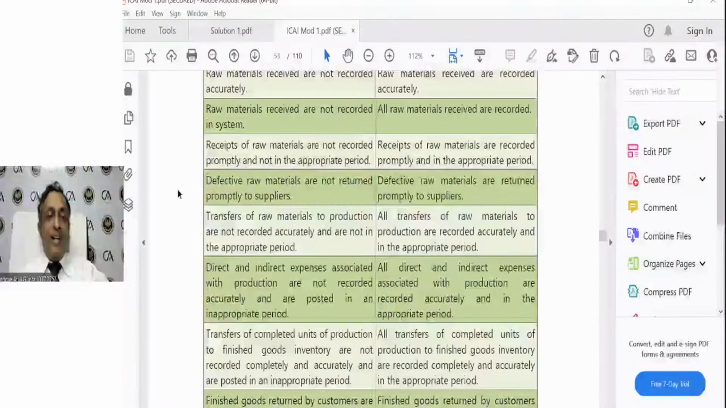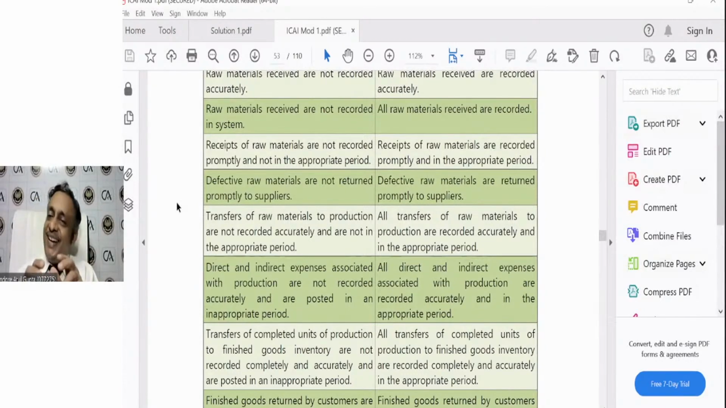Then, transfer of raw material to production not recorded accurately and not in the appropriate period. I consider this again a disaster for a non-integrated system. This is a possibility because even with integration, there are many entities today whose production process is not integrated with their whole systems or is manually driven. The issues are manual. There, the error is very high. In fact, this leads to a lot of trouble. Just understand the impact. If you are not recording the items issued to production, then your consumption is not proper. Your tracking of inventory is not proper. So it creates huge trouble.